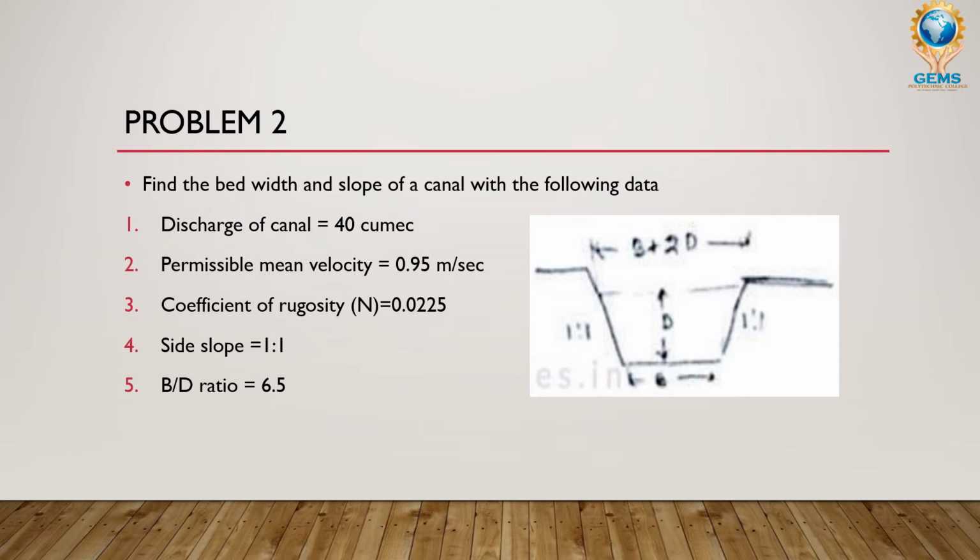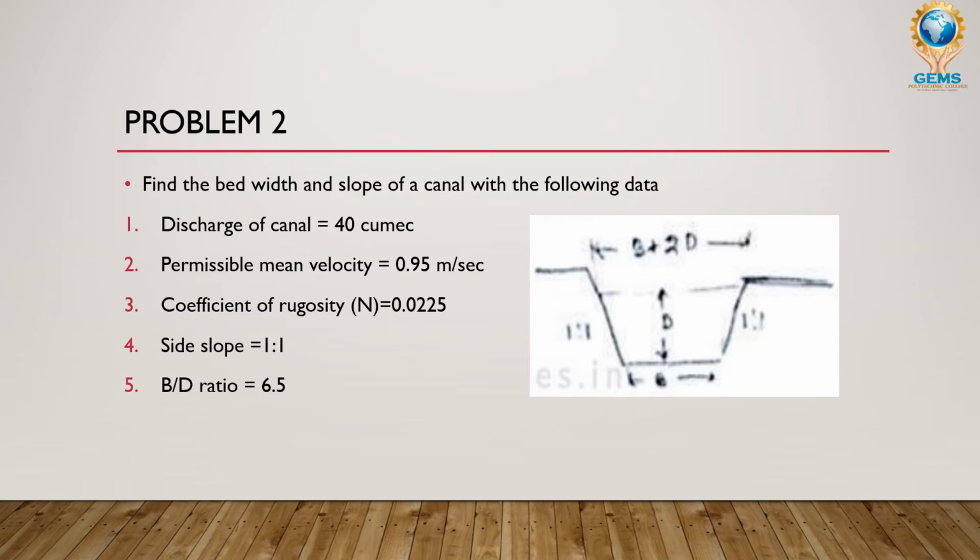In the previous problem we looked at the Kutter's formula and how to calculate the values of B and D, and in this problem you are going to check the Manning's formula. Actually here you can see there is no Kutter's constant. Clearly see the problem, you may not see the Kutter's formula. Here you can see the coefficient of rugosity n, which is a new value given here, which is adopted only in Manning's formula.